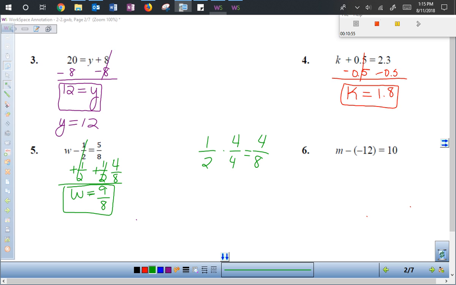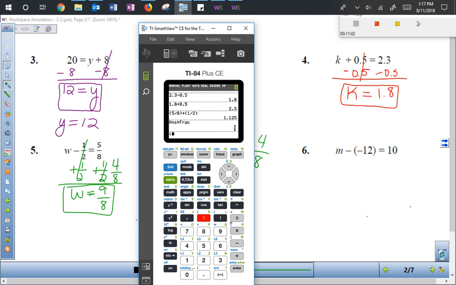Now that I have w equals 9 over 8, I want to check my answer to make sure it works. So I want to put 9/8 back in for w. So in my calculator, I want to take parentheses 9 divided by 8, close your parentheses, minus parentheses 1 divided by 2, close your parentheses, and we should get 5/8. So enter, and again I get a decimal when I don't want a decimal, so I need to turn it into a fraction, which is 5/8, so we're doing okay.